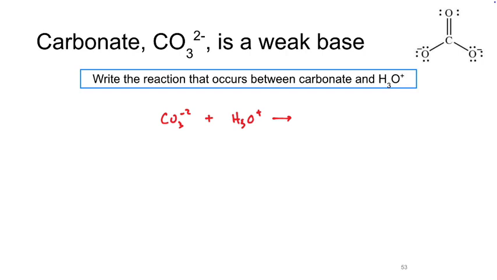H3O+ is by definition an acid, which means CO3 2-, our carbonate, must act as a base. Is there another explanation? Yes. Why else should this carbonate ion act as a base and not as an acid? Because it doesn't have an H+ ion. To act as an acid, it must have a hydrogen ion, and carbonate does not. So we've got lots of evidence that suggests our carbonate's going to act as a base.